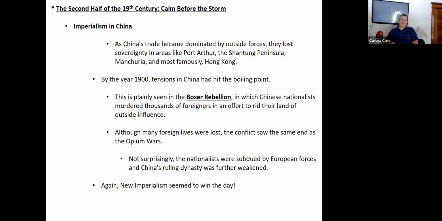By the year 1900, tensions in China had hit the boiling point, and this is plainly seen in the Boxer Rebellion, in which Chinese nationalists murdered thousands of foreigners in an effort to rid their land of outside influence. Although many foreign lives were lost, the conflict saw the same end as the Opium Wars. Not surprisingly, the nationalists were subdued by European forces, and China's ruling dynasty was further weakened. Again, new imperialism seemed to win the day.